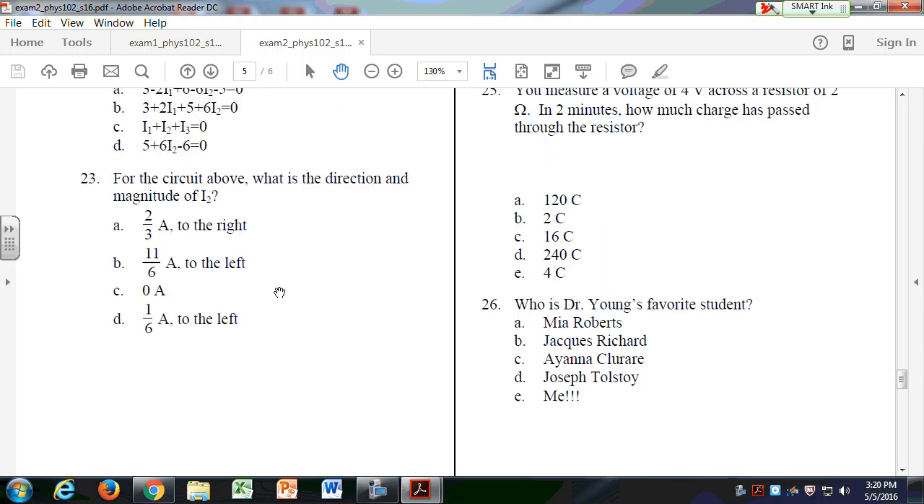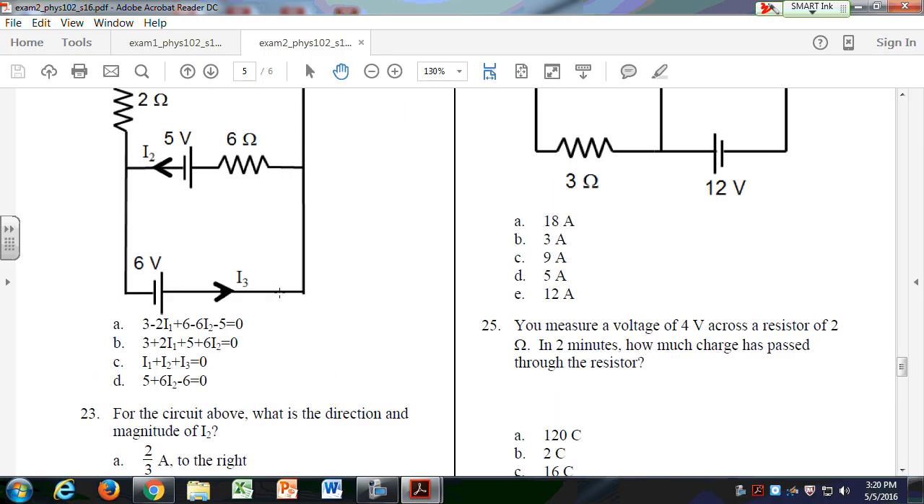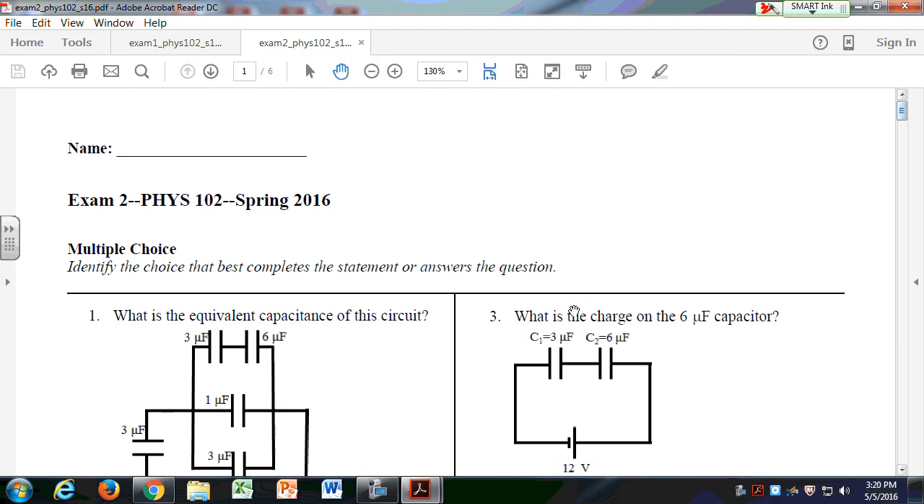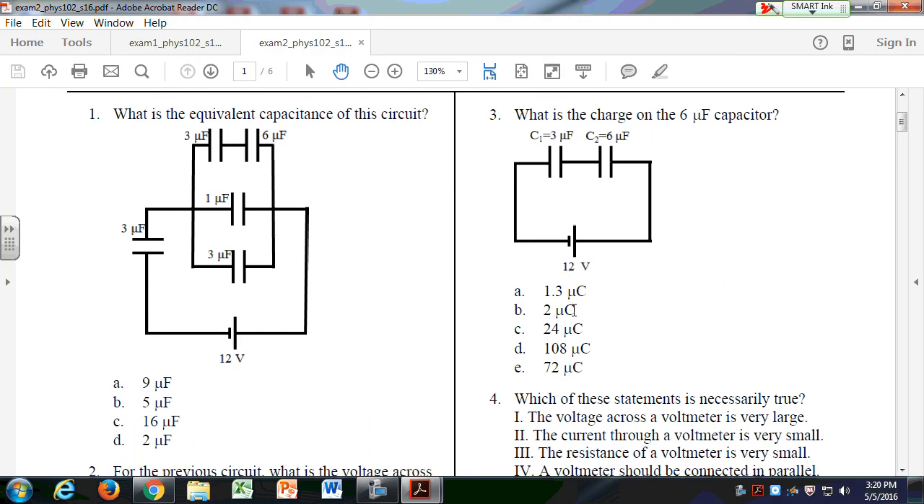All right? Any of these stand out to you in particular from the exam? The multi-loop? And Casey, what were you going to say? Number 3, I don't understand. Okay, let's go to number 3 and then we'll come back to the multi-loop, okay? So this one right here: what is the charge on the 6 microfarad capacitor?